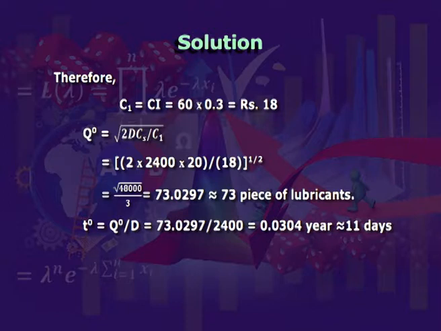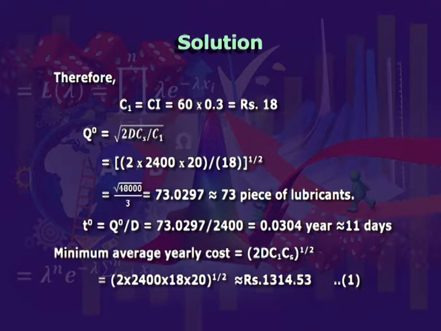T0 equal to Q0 divided by D. Substituting the value of Q0 and D, we get the answer 73.0297 divided by 2400, which is equal to 0.0304 year, that means approximately equal to 11 days. Minimum average yearly cost equal to under root 2 into D into C1 into CS. Substituting the values of D, C1 and CS, we get under root 2 into 2400 into 18 into 20. So, we get the answer rupees 1314.53. We denote it by result number 1.